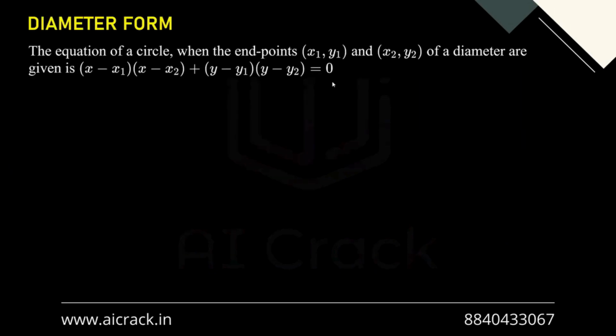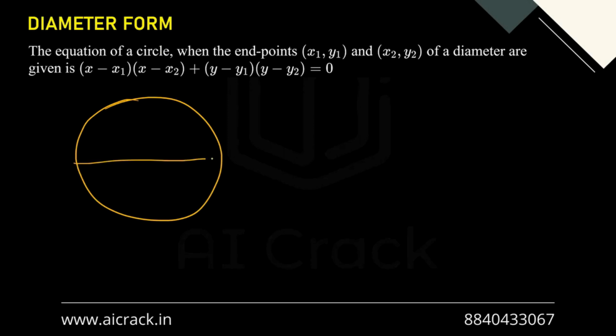Okay. Now let us talk about the diameter form of the circle. Let's say we have this circle over here and this is the diameter. The endpoints of diameter are x1, y1 and x2, y2. And let's say this point is h comma k. Now we know the property that if we draw a triangle connecting the endpoints of diameter, that would subtend a 90-degree angle at the circumference, right? So this would be 90-degree.